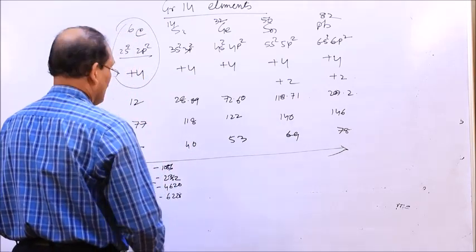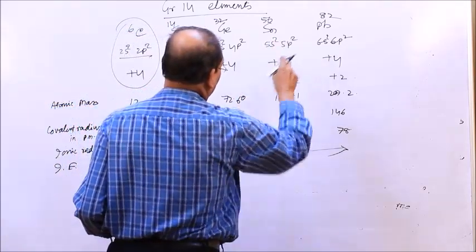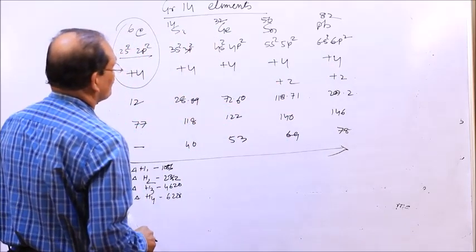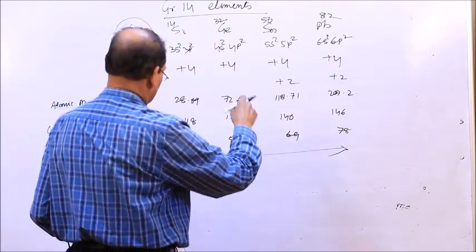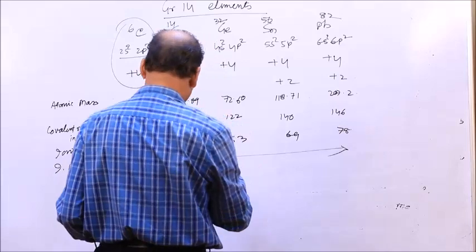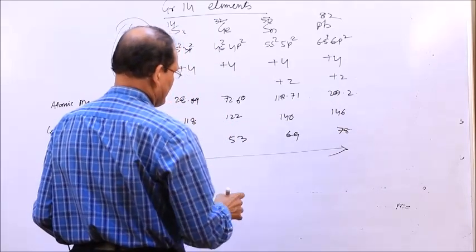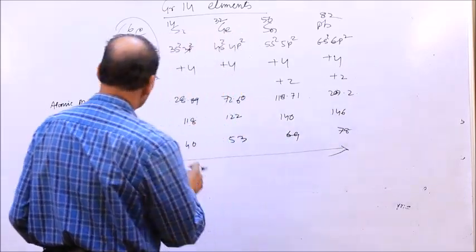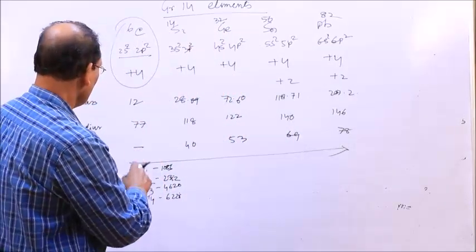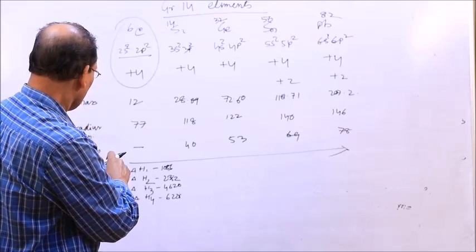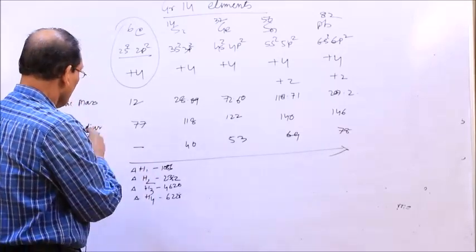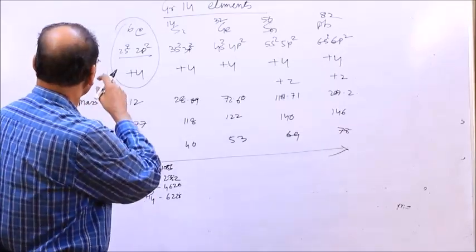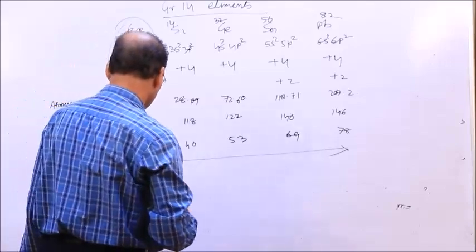In the case of tin and lead, due to the shielding effect, the higher ionization energy is comparatively less. So the ionization energy is comparatively less than that of the previous group, that is group 13 elements.